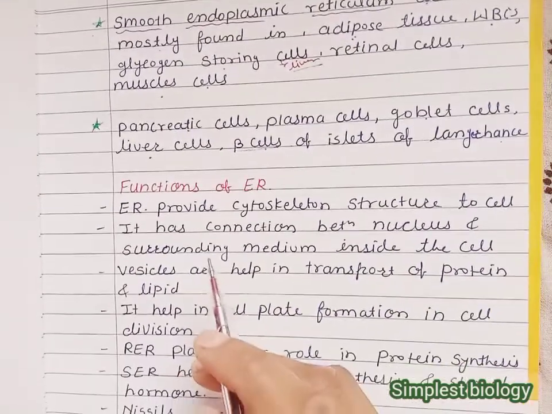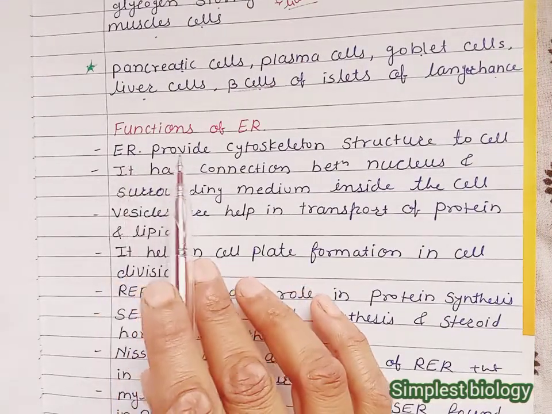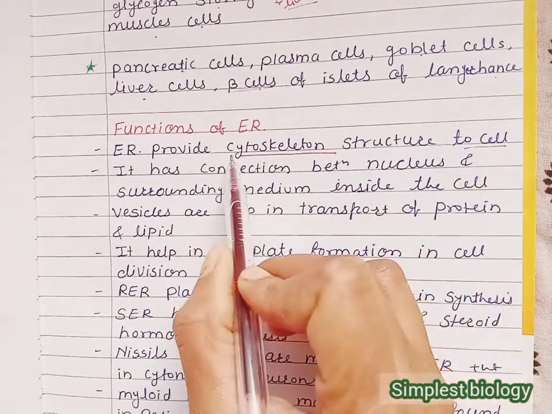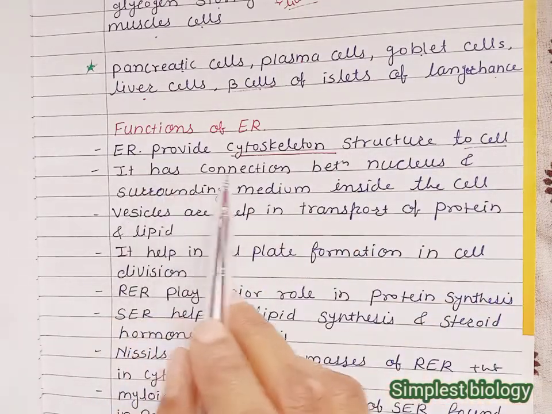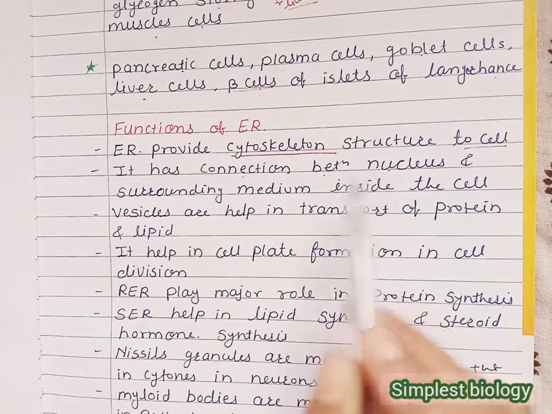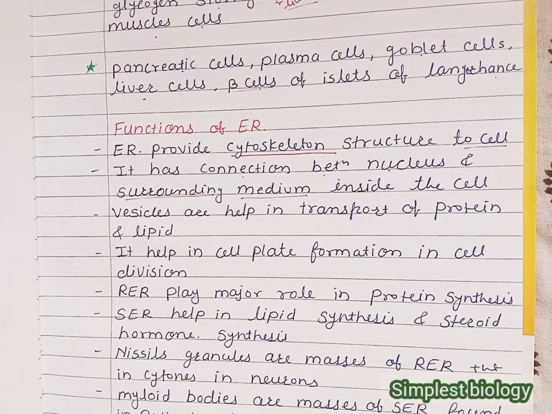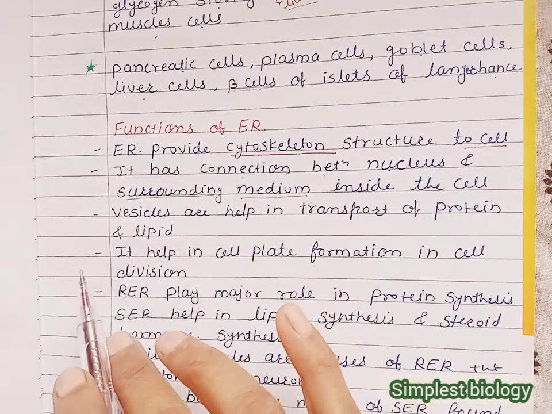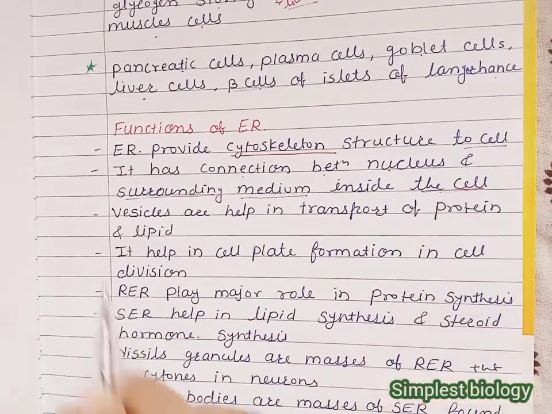Now we move towards the function of the endoplasmic reticulum. The primary function is to provide the cytoskeleton structure to the cell, and that's why the shape of the cell is maintained. It has the connection between the nucleus and the surrounding medium, because it originates from the outer wall of the nuclear membrane and runs up to the plasma membrane. That's why it provides the connection between the nucleus and the surrounding medium inside the cell, meaning the cytoplasm.